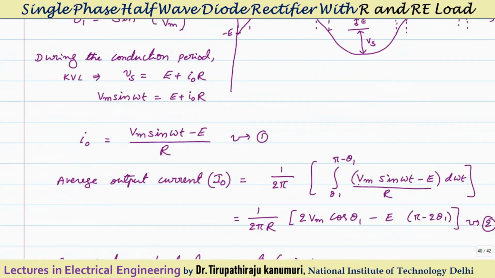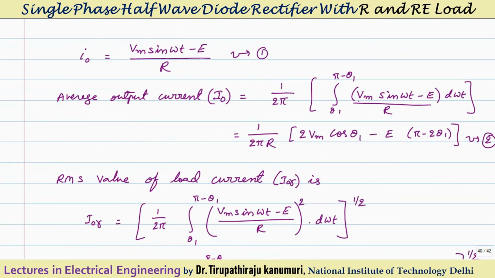So let us proceed further. I can apply KVL during the conduction period when the diode is forward biased. I can write Vs is equal to E plus I naught into R, because Vd is equal to 0. So Vs, which is V maximum sin omega t, is equal to E plus I naught into R. From this, I naught will be equal to V maximum sin omega t minus E divided by R. So this is my instantaneous value of the current during conduction period.